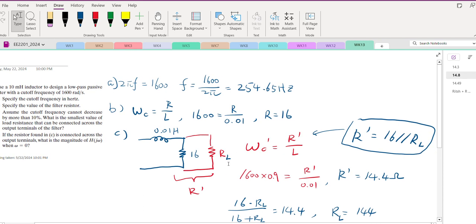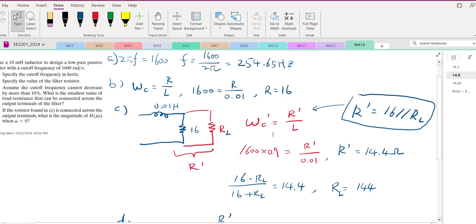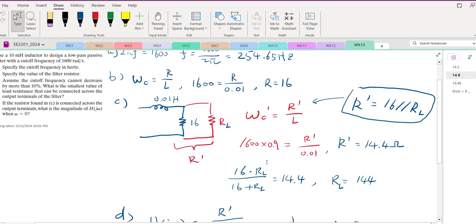Okay, and the new cutoff frequency of this new circuit is this two impedance, two resistors combined in parallel become the R hat. So the new frequency equals R hat over L. And we know the frequency can be 0.9 of the original value, and the inductor doesn't change, so we can find the R hat is 14.4 ohms. And this one equals 16 in parallel with RL. Then there is only one unknown, which is the RL, then we can figure out it's 144.